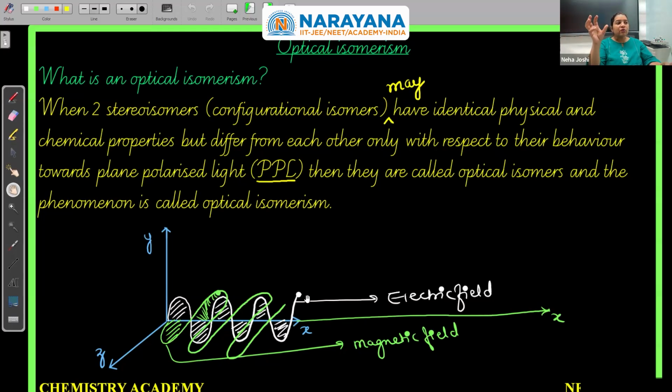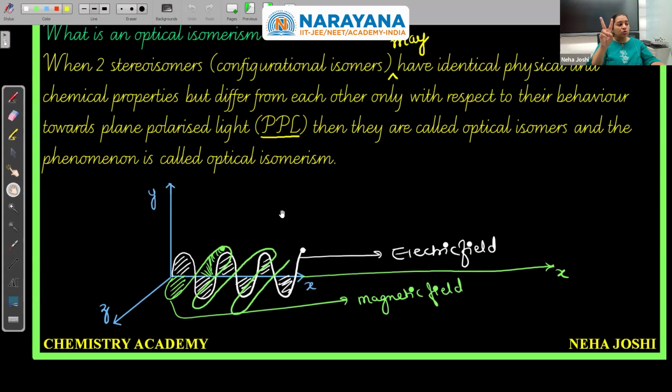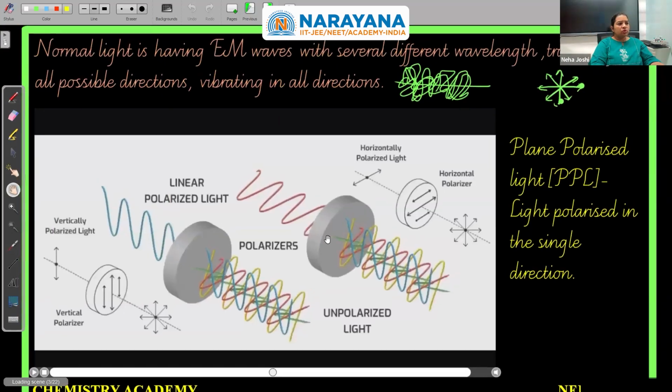So, what is the difference that we are looking for? Only their different behavior towards a plane polarized light, right? Even if one rotates a PPL and the other does not rotate a PPL, still they will be referred to as optical isomers of each other, right? So what is the definition of optical isomers? Such two stereoisomers which differ from each other only with respect to their behavior towards PPL are called optical isomers of each other.